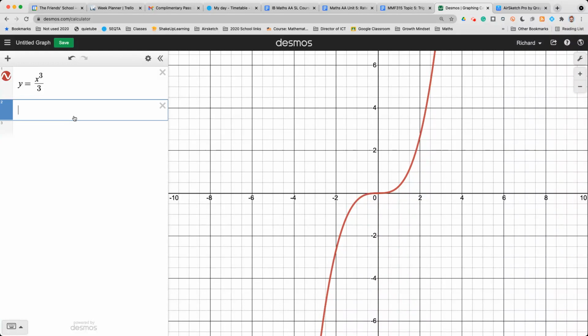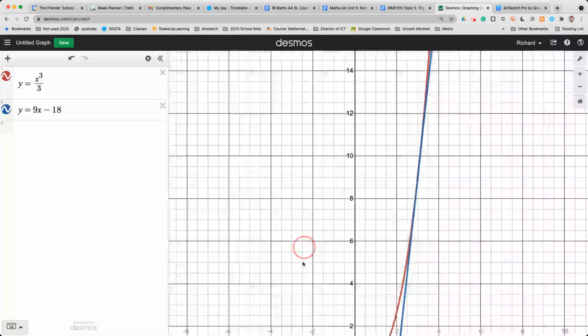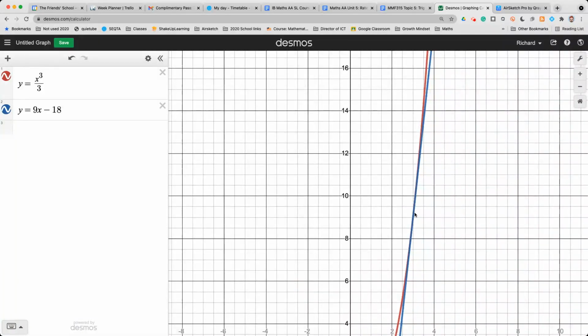If I now go, what was it? The tangent at 3, we would have y equals 9x minus 18. And that was at the point x equals 3. It's all the way up here, but can you see it's basically up there somewhere? So a nice tangential line.